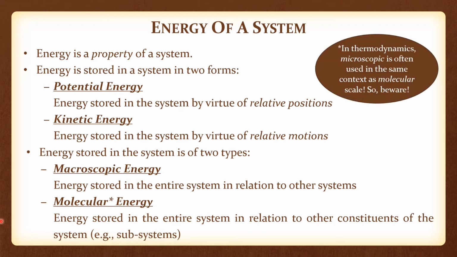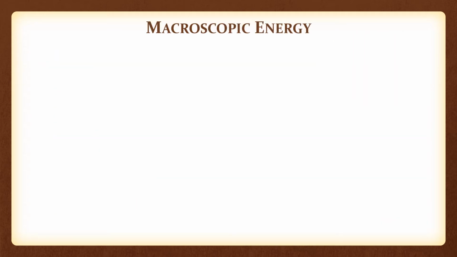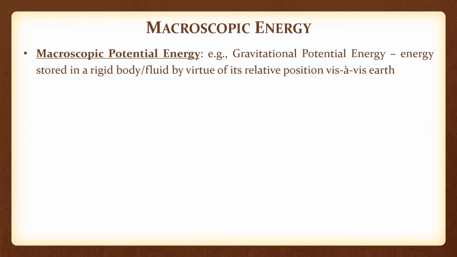We will describe what these two mean in some detail in the immediate next couple of slides. As I mentioned, in thermodynamics, microscopic is often used in the same context as molecular scale. So let's look at macroscopic energy. Macroscopic potential energy is gravitational potential energy, energy stored in a rigid body, solid, or a fluid by virtue of its relative position vis-a-vis Earth.